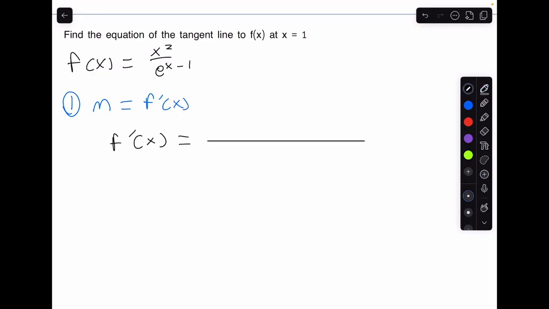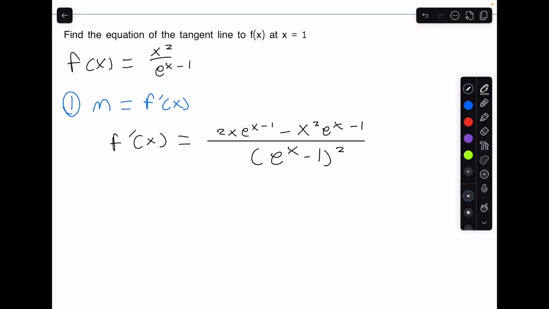Here's a really easy way to remember the quotient rule. So first things first, let's just put the denominator in the denominator and square it so we don't forget. The first portion of the numerator is the derivative of the first times the second. So the derivative of x squared, which is 2x, times the second, which is e to the x minus 1. The other portion is the first times the derivative of the second. So what's the derivative of e to the x minus 1? Well, it's just e to the x minus 1.